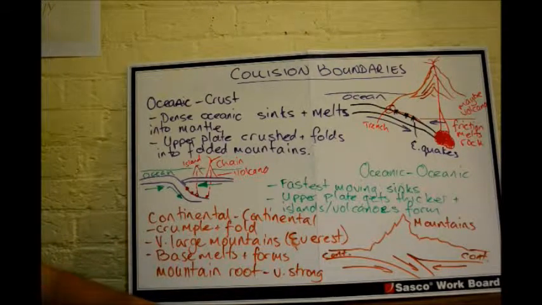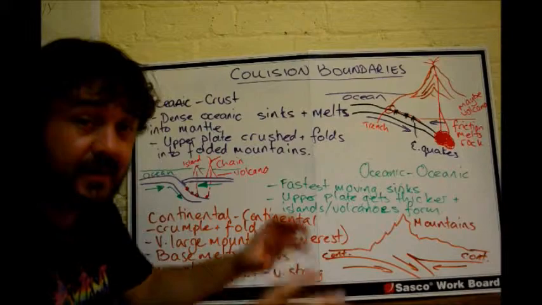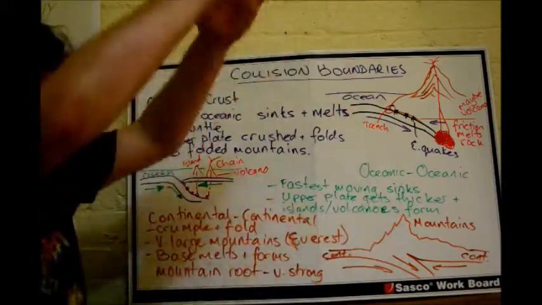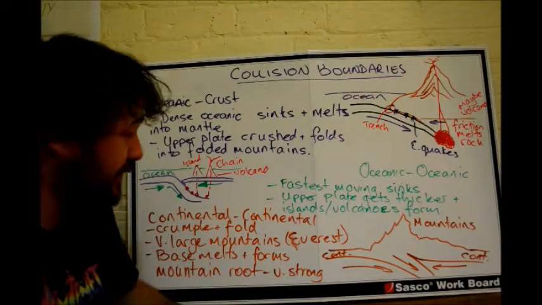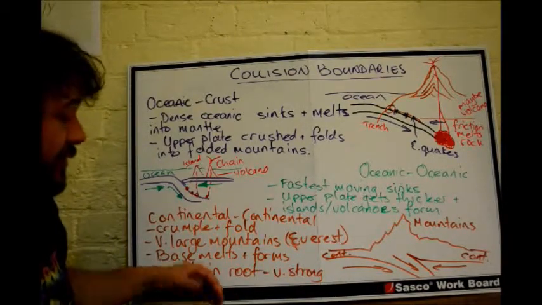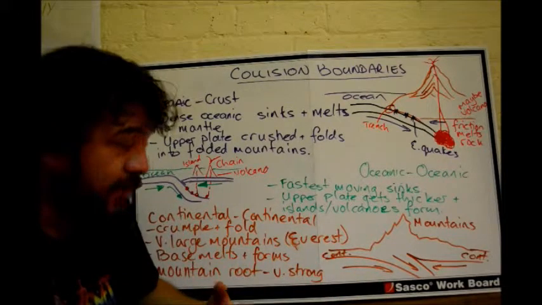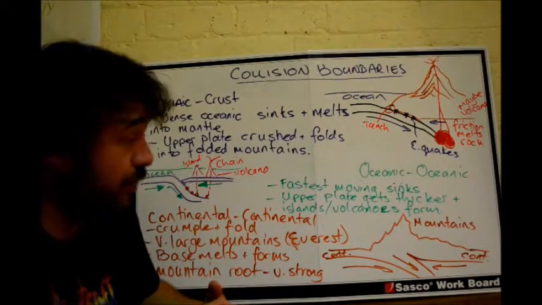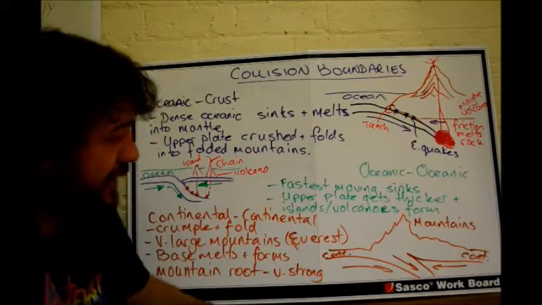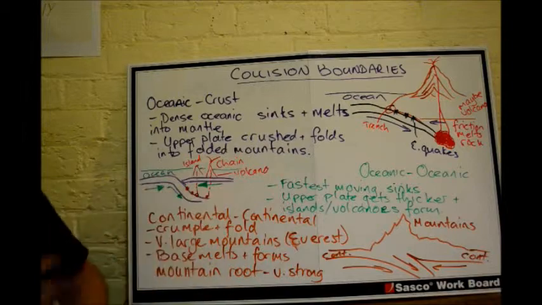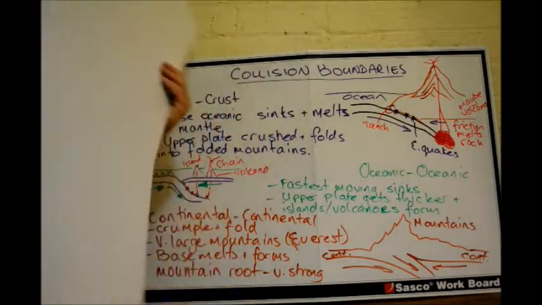Continental. So you get a crumpled fault. The two, again, similar density, and they crash into each other, and big mountain. But that's where your really big mountains come from, like Everest and the Himalayas, etc. So the base melts here and forms what we call the mountain root, and that's very strong, and it won't erode. The rest of it will all erode, but this will always kind of be there. And yeah, so we get these really large mountains. So those are the collision boundaries.